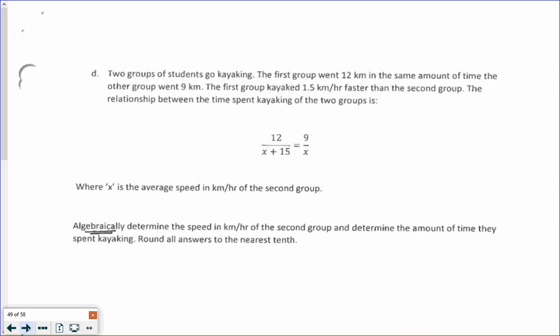So 2 groups of students go kayaking. The first group went 12 kilometers in the same amount of time. The other group went 9. Okay, so they're slackers. The first group kayaked 1.5 kilometers per hour faster than the second group. The relationship between the time spent kayaking of the 2 groups is that. Don't worry about where this came from. They're just giving you the equation, where x is the average speed. Solve it algebraically. Okay, so hopefully you look at this and you realize you're in the rationals unit and you realize that you're solving an equation.